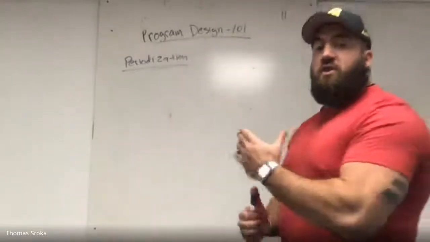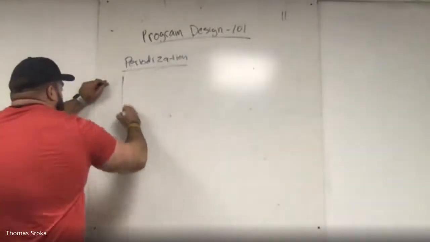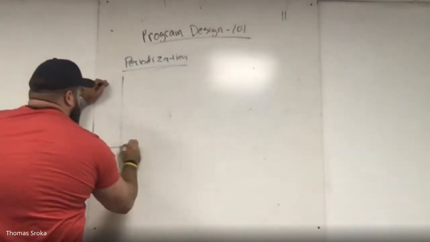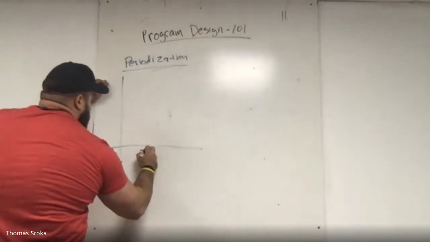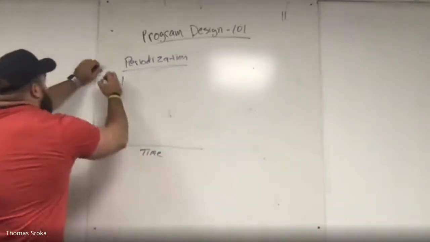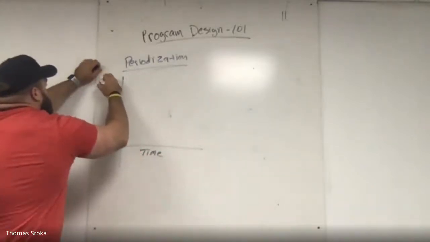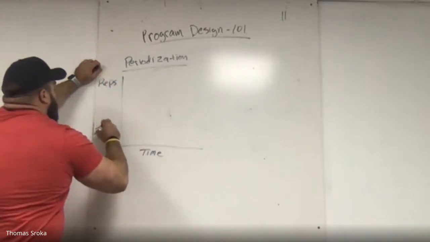So periodization can be summed up very quickly with one graph here, okay? In that graph, you've got your axis points. Down here is time, right? Up here, we have reps. And then we have intensity.